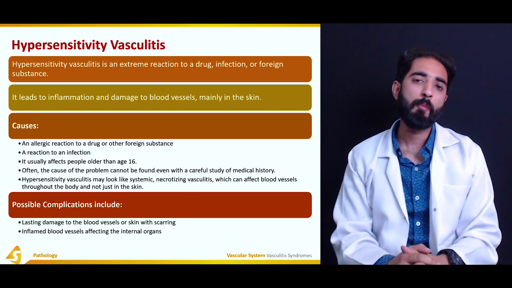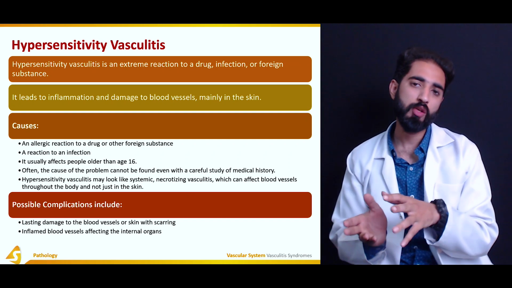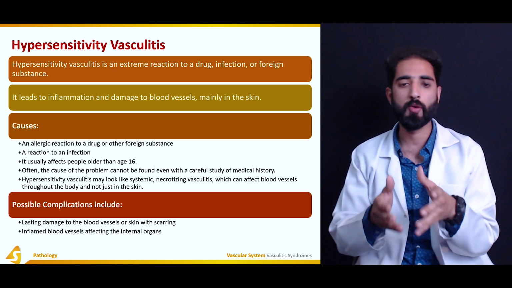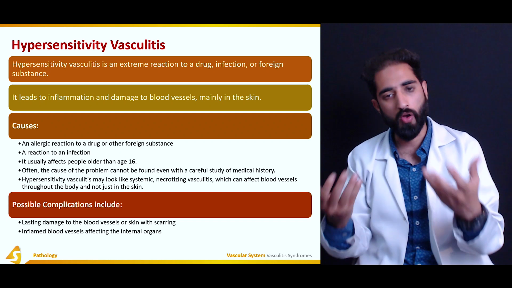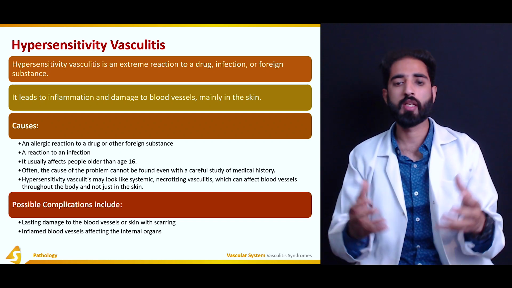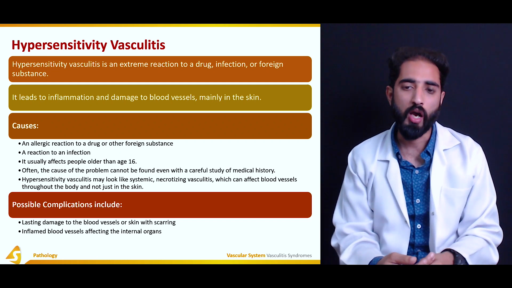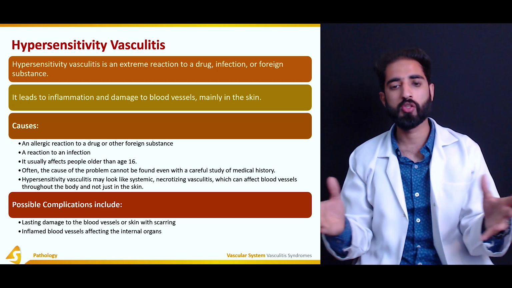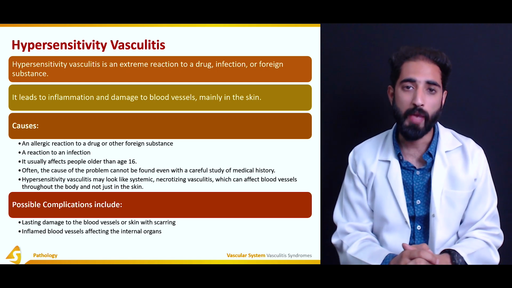Now we have the hypersensitivity vasculitis. The previous condition was because of the hypersensitivity of the pulmonary system. Now this is because of the hypersensitivity of the vascular system. So it is hypersensitivity vasculitis, which is an extreme reaction to either a drug, infection, or foreign substance, and it leads to inflammation and damage to the blood vessels, mainly in the skin.